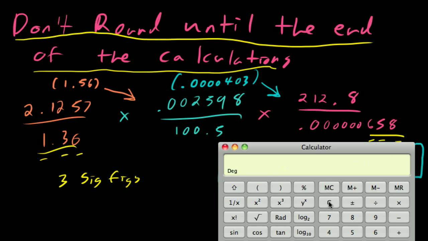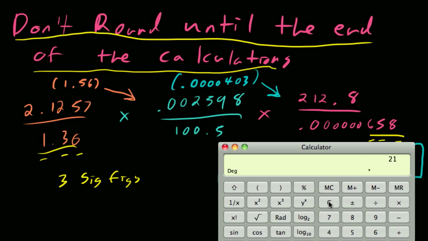So now we're going to take 0.0000403 multiplied by 212.8. That gives us this expression. And now let's round this again. So we've got 0.008575. So we round up to 0.858.